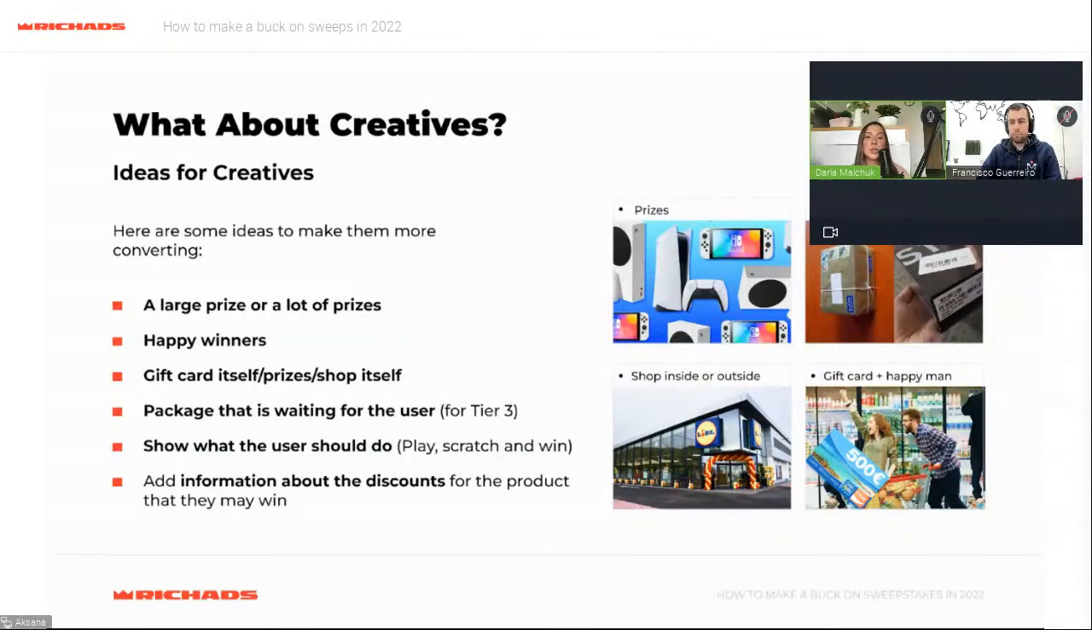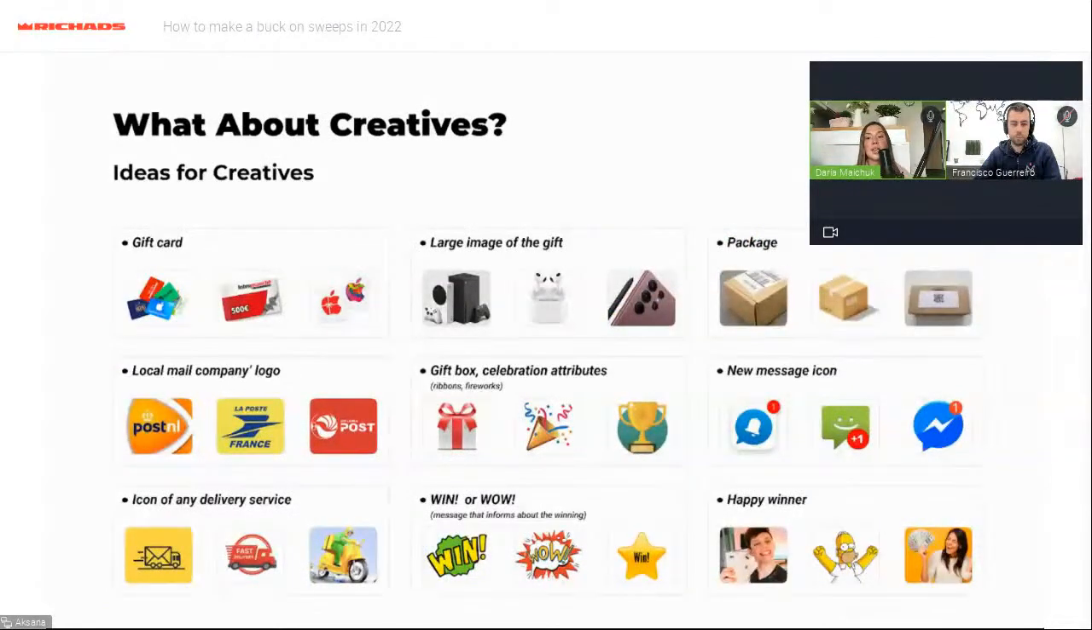This is a good idea to place some additional information on the main image of the push ad. You can also add information about the discounts for the product that they may win. And the last but not the least, ideas for icons. They are crucial when it comes to mobile push ads and in-page push.